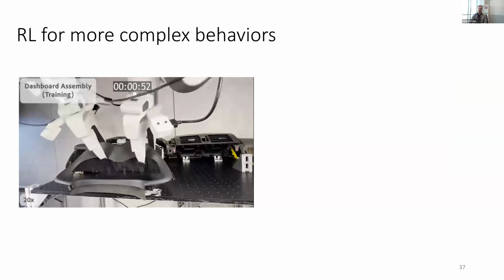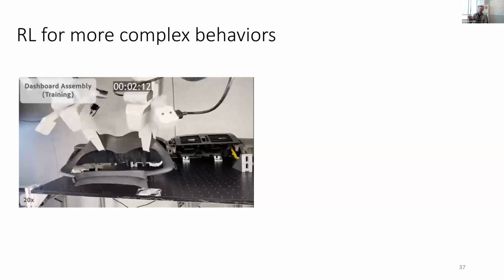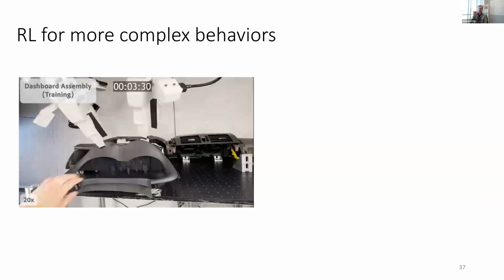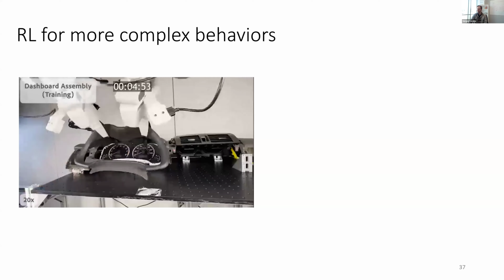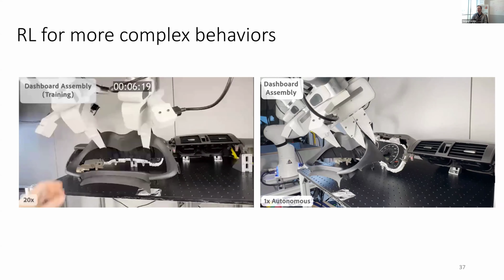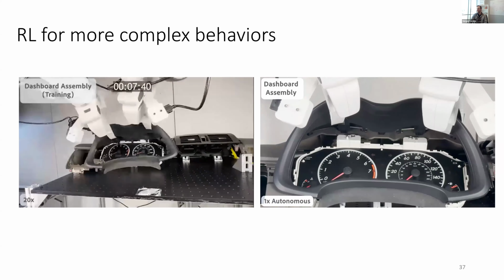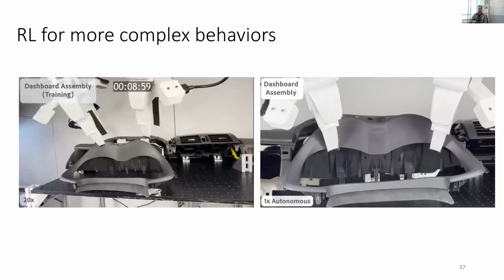So this is a bimanual dashboard assembly task. This is the training process. This is a very challenging task because that dashboard assembly has plastic pins that have to be slotted into exactly the right slots in order to assemble that component. And here is the final learned policy. You can see the robot picks up the dashboard and correctly aligns all 6 of the pins there so that they go into the right spot.